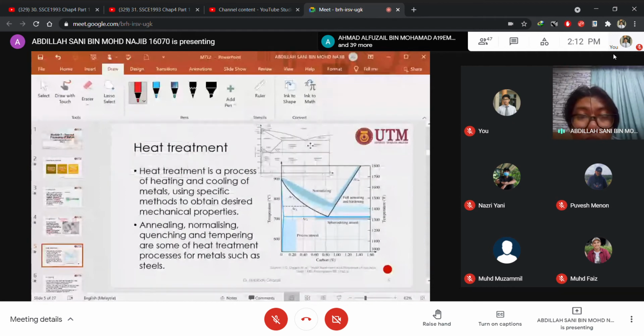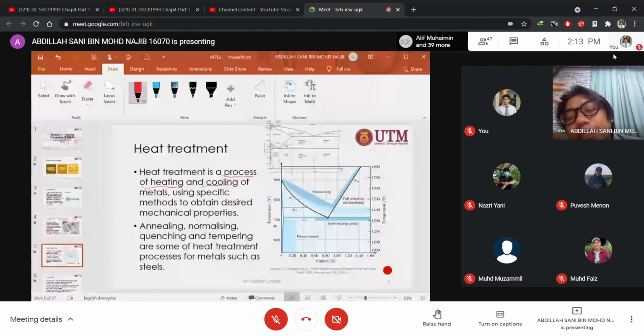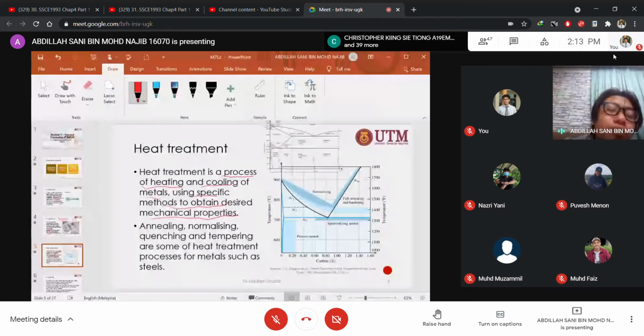When we talk about heat treatment, the definition is a process of heating and cooling of metals using a specific method to obtain desired mechanical properties. So we want certain properties. Maybe we want a fine structure, or high strength. We use heat and cooling, depending on the process, to get such properties. If you want ductile properties, then we use heat to modify the structure. So the purpose of heat treatment is to get desired mechanical properties by manipulating the heat input.